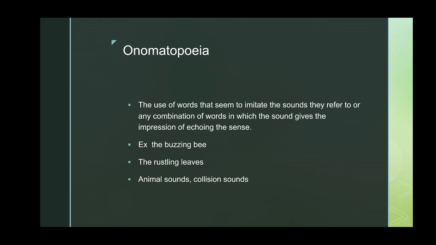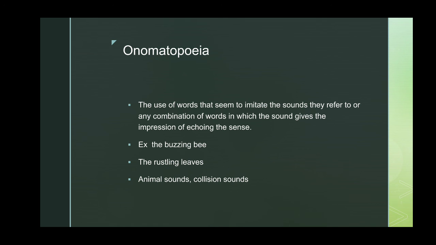Now, onomatopoeia. Onomatopoeia is the use of words that seem to imitate the sounds they refer to, or any combination of words in which the sound gives the impression of echoing the sense. Onomatopoeia is only sound words. Words which imitate the natural sound of a thing are onomatopoeia. Like water sounds: splash, sprinkle, drip, drop. These sounds are all onomatopoeic.